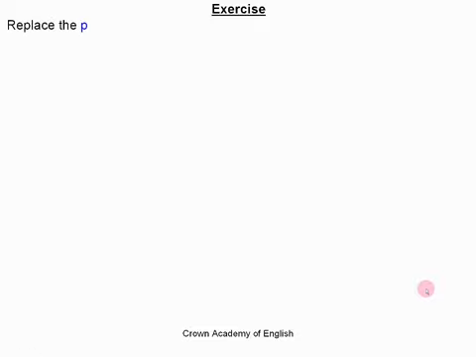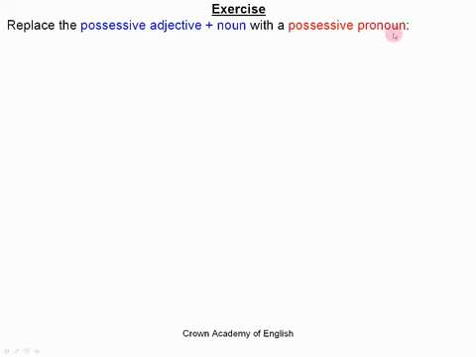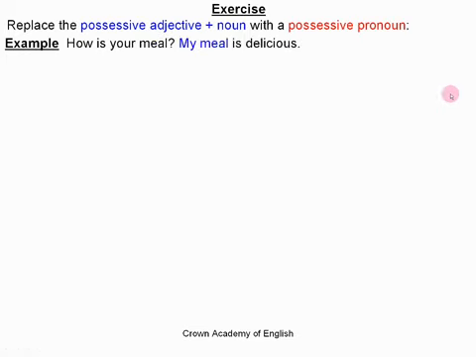Exercise. Replace the possessive adjective plus noun with a possessive pronoun. Example. How is your meal? My meal is delicious. Well, the answer here is, how is your meal? Mine is delicious. So we are replacing my meal with the possessive pronoun mine, because when it is like this, we are no longer repeating the word meal. Okay? Question 1.